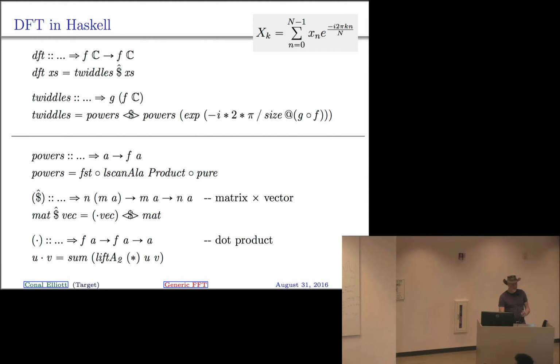Okay? So I've got a g and an f. This is the composition of two functors. Just like you can compose functions, you can also compose functors. So if you have two kinds of container, you can make a container of containers of values, and that's what's going on here. So the inner powers takes that primitive root of unity and forms several powers of it, and then we map over that, then we form more powers of each of them. Okay, that's how we get this matrix here.